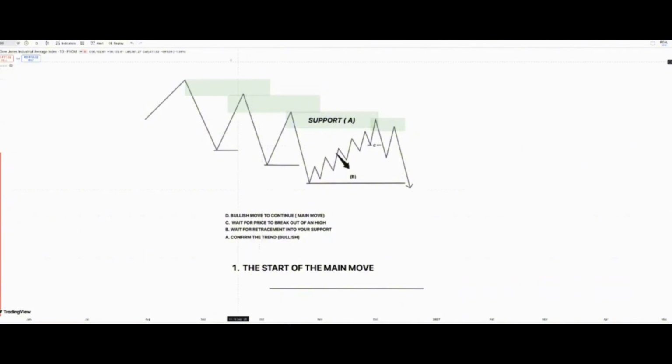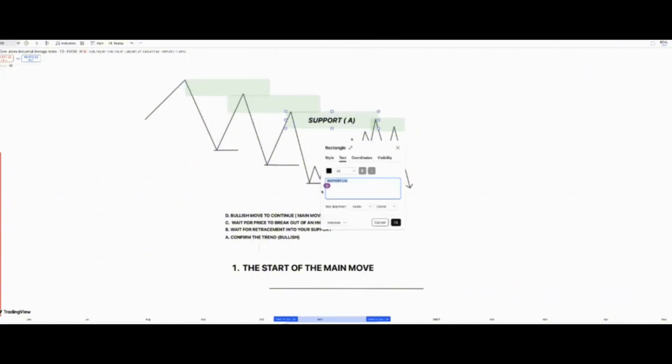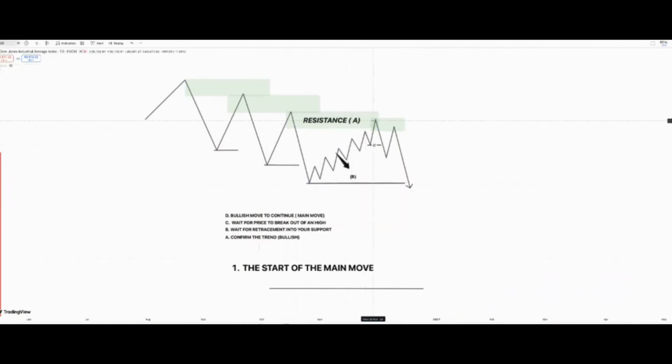All right, once you confirm the trend, for this trend it becomes a bearish trend, so this area becomes your resistance area. You wait for price to retrace into your resistance area. Now in this scenario, the retracement is a short-term bullish move. The overall move is bearish, but the retracement is a short-term bullish move into your resistance area. Now your step C, which is your step 3, is to wait for price to take out this low.